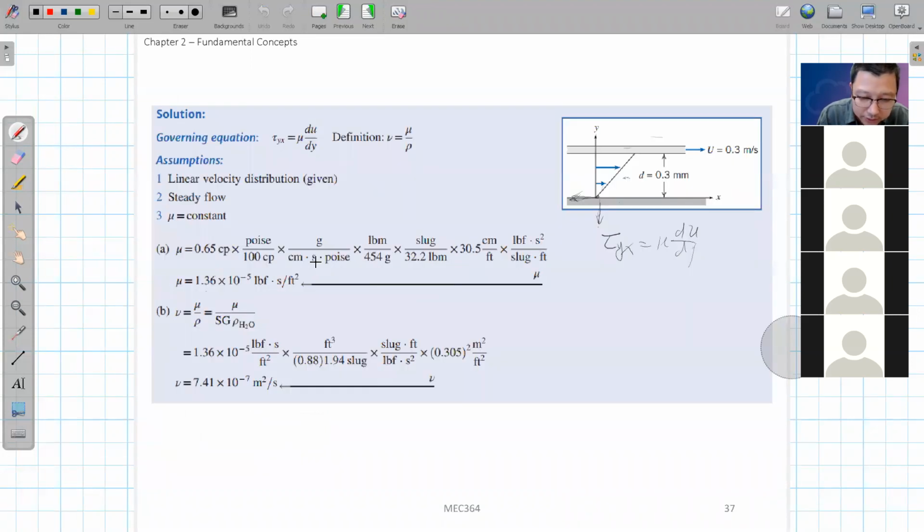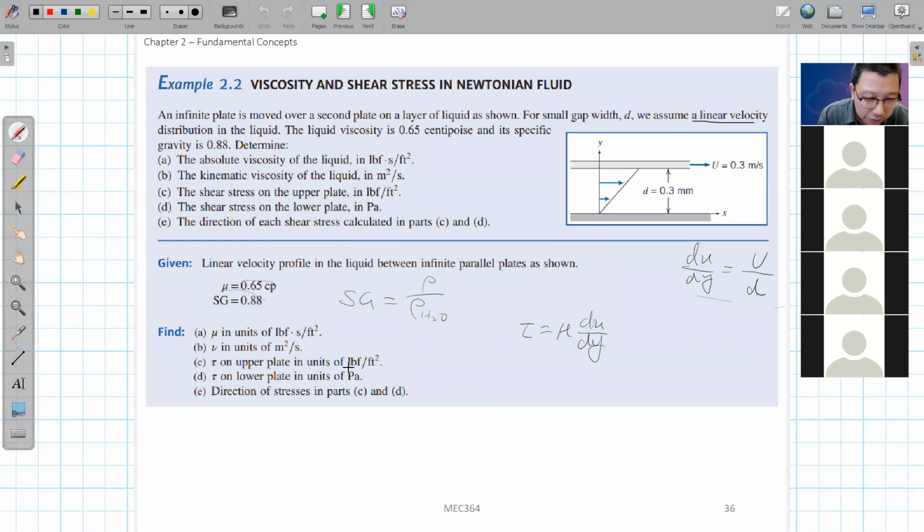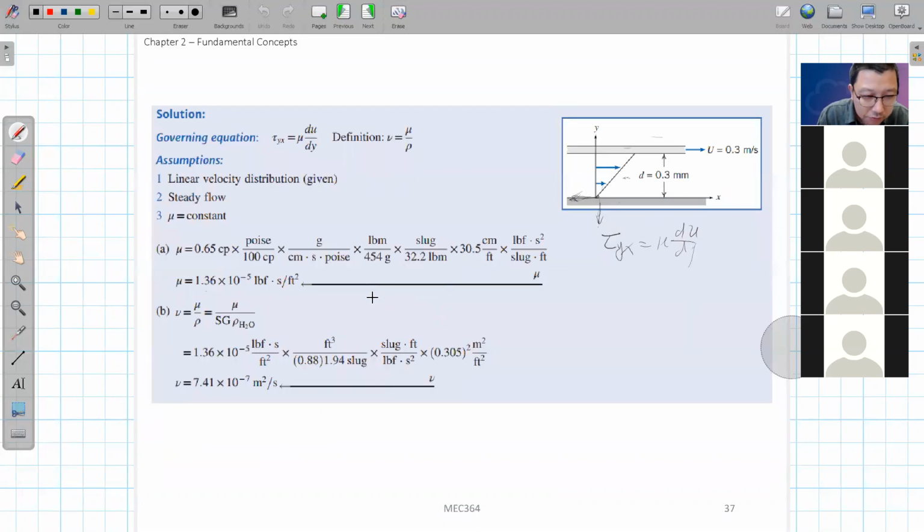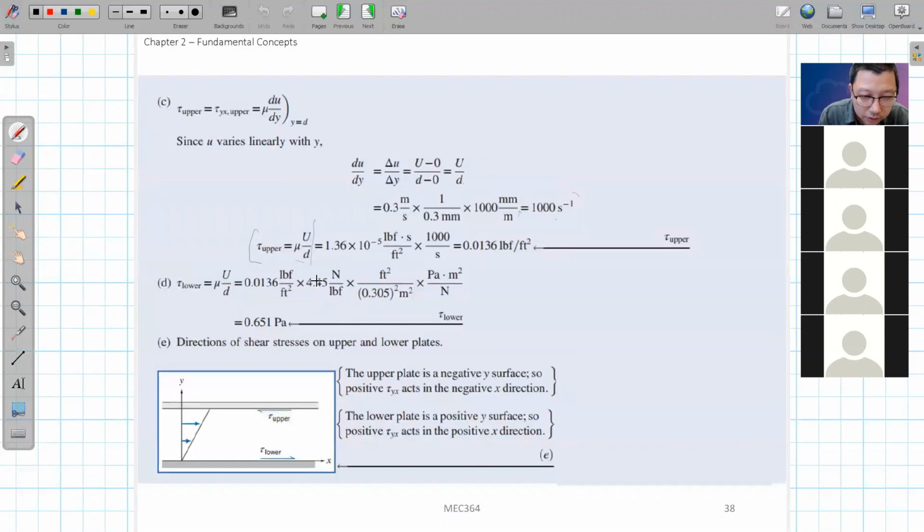The only difference is that in problem D, they want Pascal instead of the English system units. So you just need to do an additional unit conversion to change it to Pascal. Pascal is Newton per meter square. Pascal is also a unit for stress. I mentioned it before, and so this will be the result.